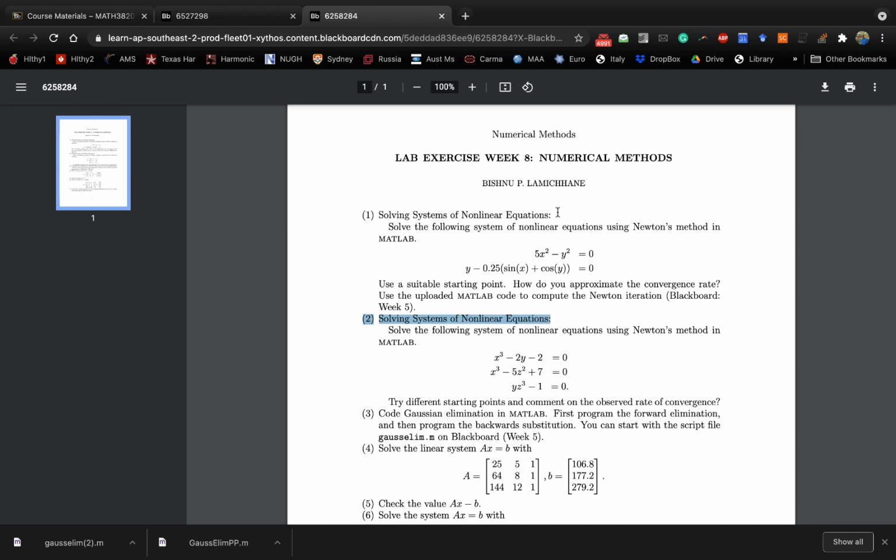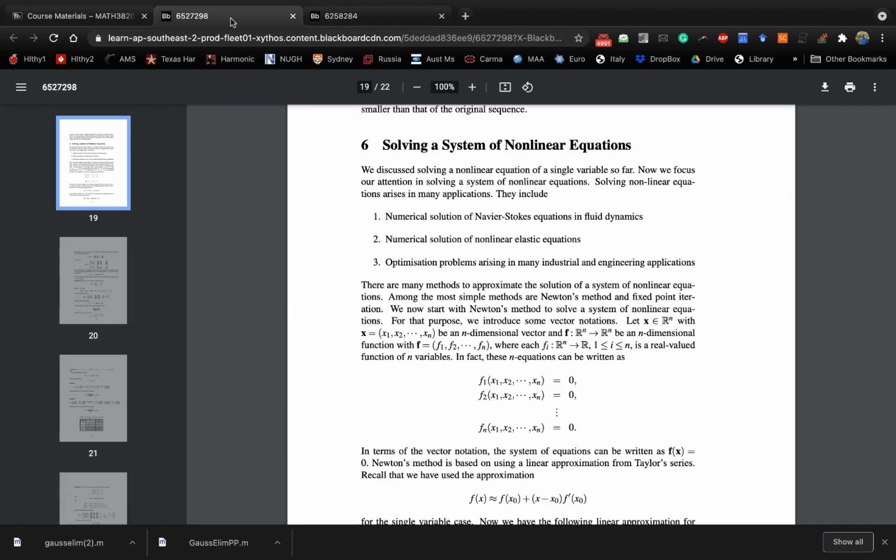Hi everyone, I'm going to have a look at question 2 from week 8, using the multi-dimensional version of Newton's method for solving a system of nonlinear equations. So let's have a look at the materials here. We see that the multi-dimensional version of Newton's method is almost the same as the one-dimensional one.